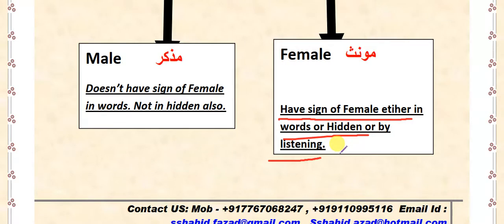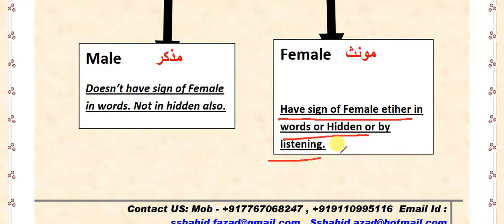Just understand, there are three reasons by which we can say that this ism is muannas. The first one is having a property of muannas on it, or the property of muannas is not visible in that ism but is in hidden mode. And the other one is that Arabic grammar is derived from the Arabs, and that is from the Quran. So if the Quran used an ism as muannas, though it doesn't have any sign or property of muannas in it, then we will use that ism as muannas by just listening, because Arabic grammar is derived from the Quran.